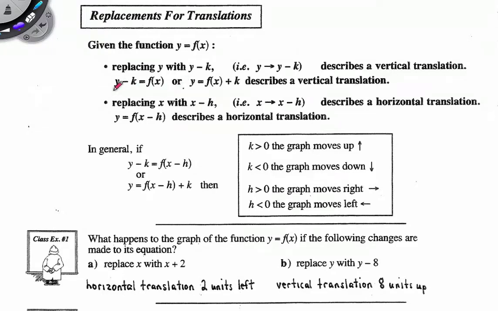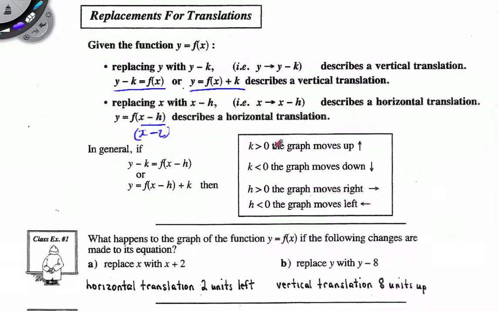We can either look at it like this, where we have the negative k on the same side as the y, or we bring the k over to the other side. In this case, notice the negative changes to a positive. If we replace x with x minus h, then we're getting what's called a horizontal translation. And we know that if we have x minus a number such as x minus 2, this will actually shift it to the right by 2.